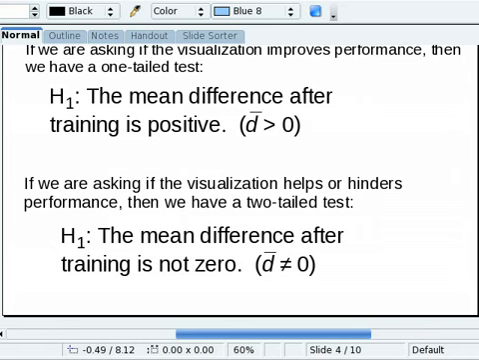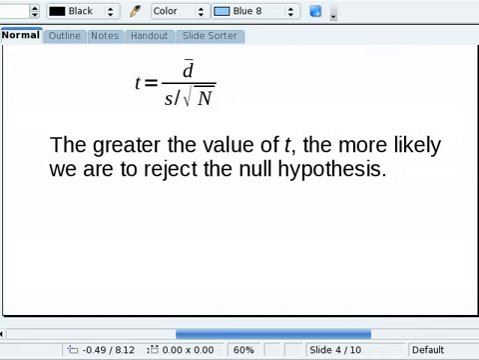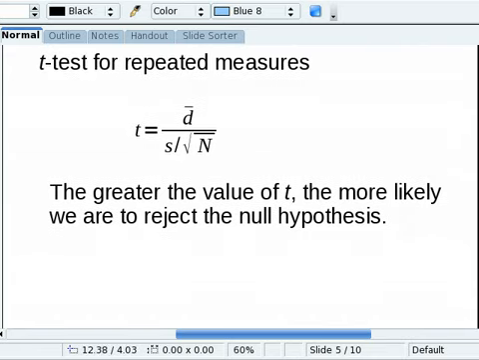What we're going to use to determine whether the null hypothesis should be retained or rejected is this formula, the t-test for repeated measures. The greater the value of this statistic, the more likely we are to reject the null hypothesis. So we're going to look at this d bar, the mean of the differences, the standard deviation of the differences, and the number of people. All of these work together to get the t-statistic.